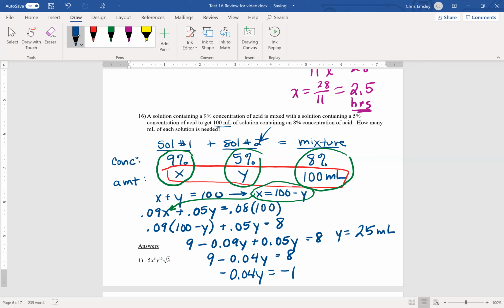And we also need to give x because the question asks how much of each. Okay, we can get x by looking up here at our very first equation right here at the top. If x plus y is 100 and y is 25, that means x has got to be 75 milliliters, and that is of the 9% solution. And that's it.